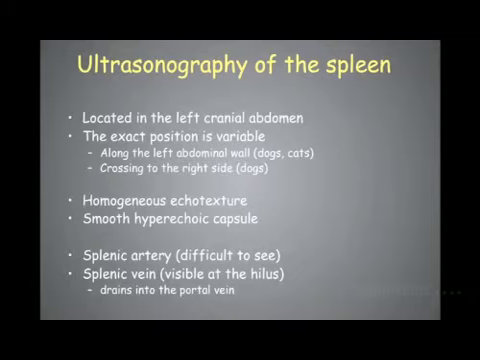The spleen has a homogeneous echotexture with a smooth hyperechoic capsule, and often we see the splenic veins that are visible at the hilus. They drain into the main splenic vein, which itself drains into the portal vein.